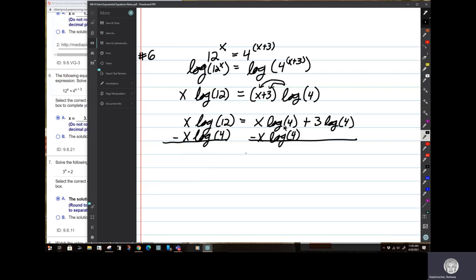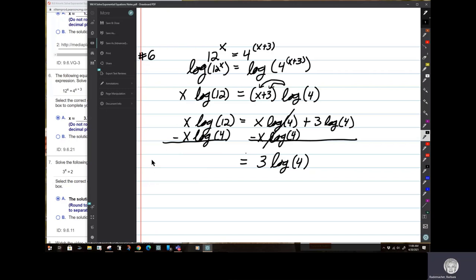On the right, x log 4 minus x log 4 is 0. So I have 0 plus 3 log 4. I can leave the 3 down. You know from the previous problem that I am eventually going to move that 3 up there because it just makes life easier, especially on the calculator, where if you get one little parenthesis out of line, you've had it.